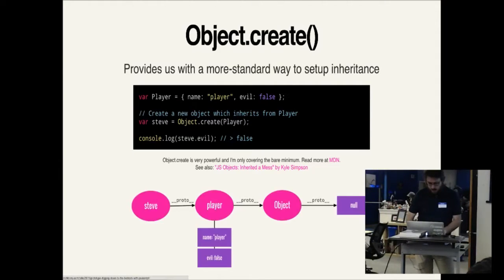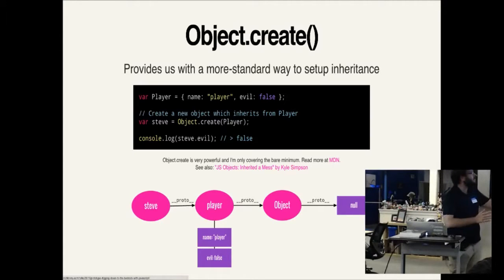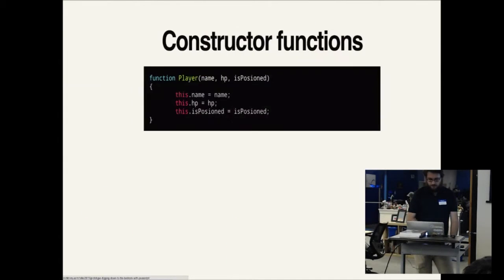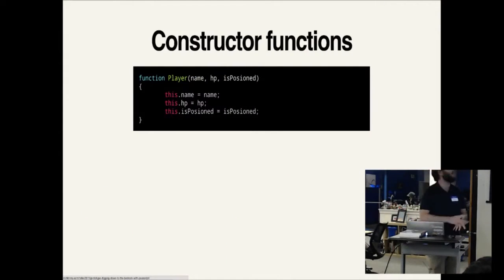And so here I have a graphic that kind of shows that. It's much like the other slides I was showing you. We made our Steve object, and then we set its prototype to player, which is the first argument we passed into Object.create. And Object.create is very cool. It's kind of outside of the scope of this talk to go into it, but I have 2 links here that go over it. So any questions so far before I continue?